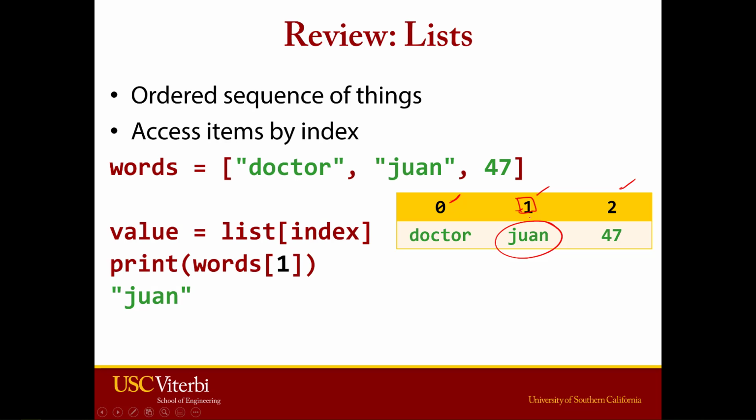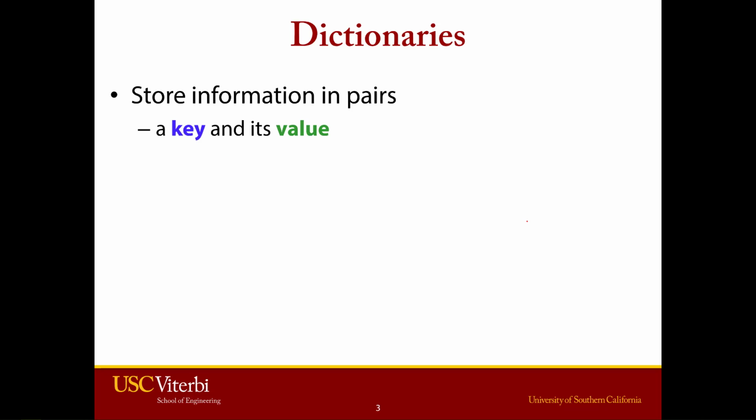Okay, so dictionaries are similar to lists in that they store multiple items, but they're organized very differently. So a dictionary stores information in pairs. This is the key distinction. Information is stored in pairs, and we organize it with a key and a value.